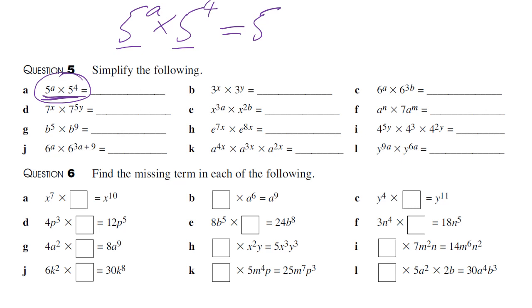What would my power be? What do you do when you multiply two terms if they are in the same base? What do we do with the power? We add them, right? It would just be a plus 4. So your answer would be 5 to the power of a plus 4. So this is a simpler form than this.